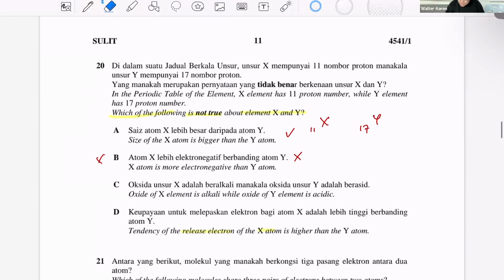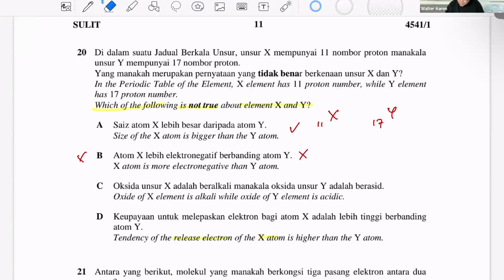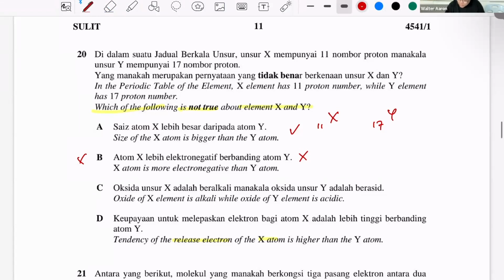Oxide of X is alkaline and oxide of Y acidic, correct? So X is on the left side, X first, then Y. I saw wrongly. Sorry. So actually C is also correct. Because X is located on the left side and then Y is on the right side. So X is supposed to be alkaline in nature, correct? Okay, so yeah, Y is supposed to be acidic. So therefore, that's my mistake.